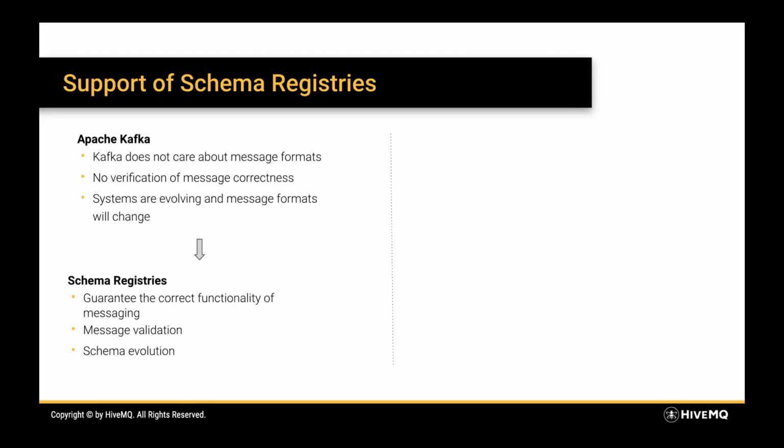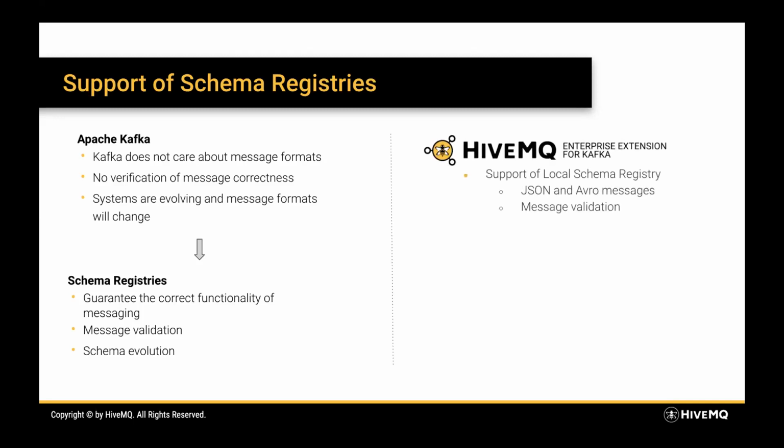Okay, so what does this mean for the HiveMQ Enterprise extension for Kafka? We support, on the one hand, a local schema registry. That is a part of the extension for Kafka itself, where you can store schemas for the messages that are coming from Kafka. And at the moment, we support that for JSON and Avro messages. The main use case here is to validate the messages that are coming from Kafka, that they're really fitting the schema.